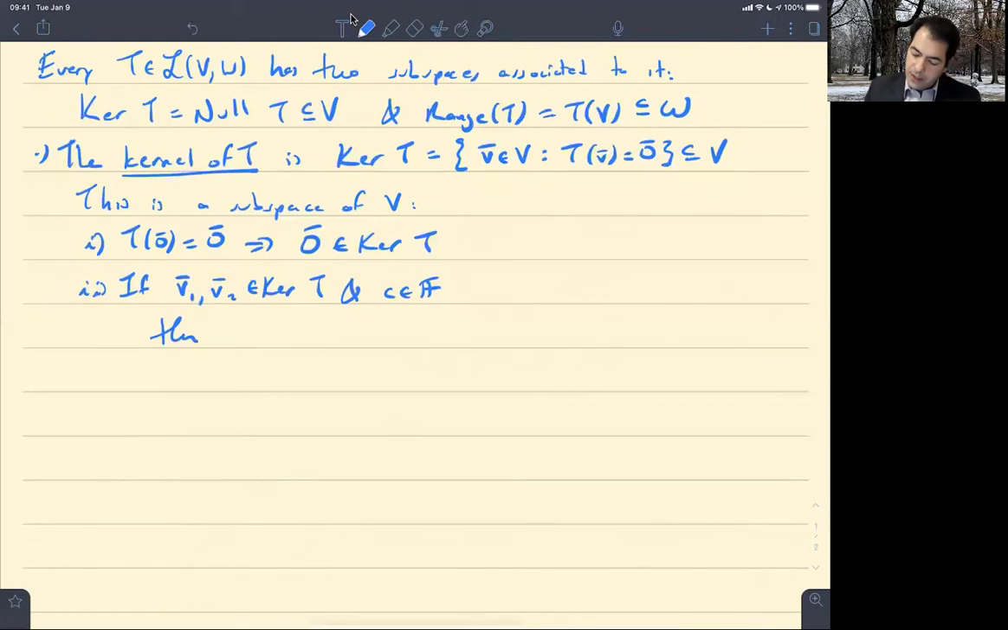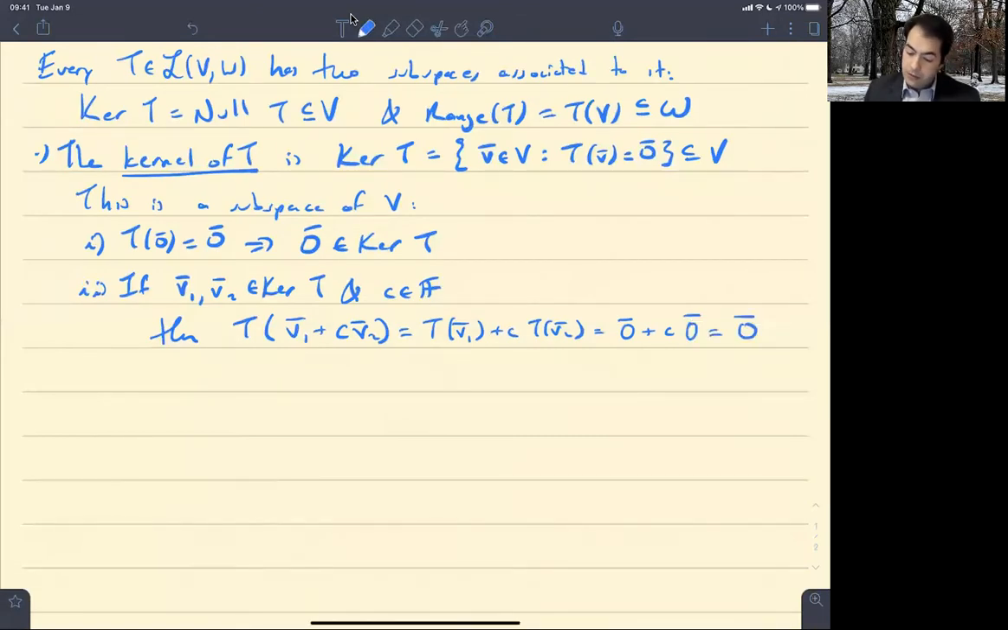then, okay, well, let's consider v1 plus c times v2. T sends that to T of v1 plus c times T of v2. T of v1 is equal to 0. T of v2 is equal to 0. And so altogether that gets sent to 0. So that shows that v1 plus c times v2 is in the kernel.